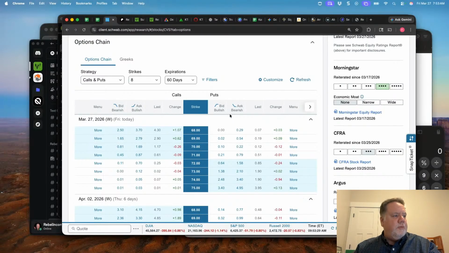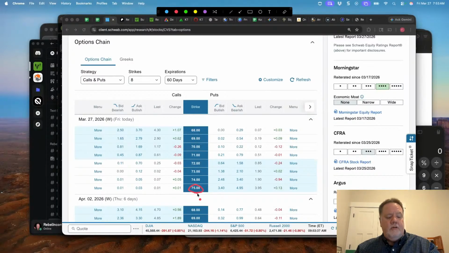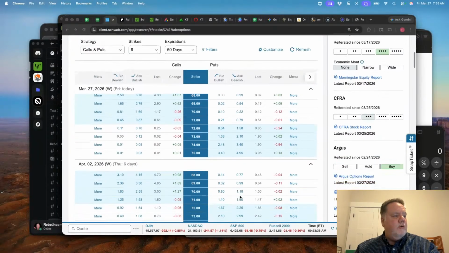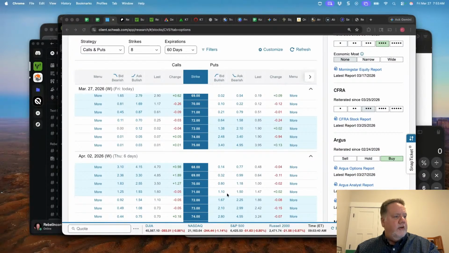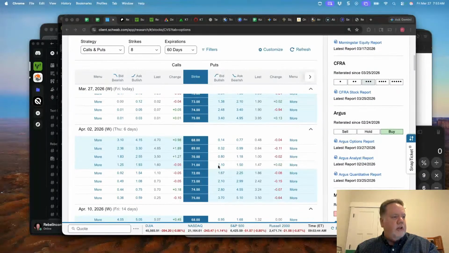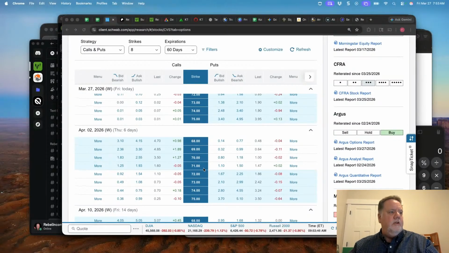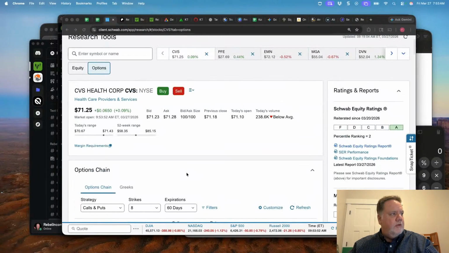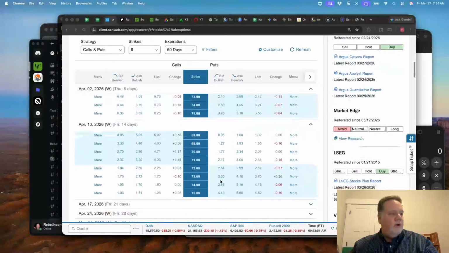But in the spirit of what you're talking about, let's just go ahead and say I put in a buy to close order on the 75 that expires today. What could I do next? Well, here's next week's trade, which is interesting. $1.10 at the 71, which is the first out of the money contract right now, with the stock at 71.25.